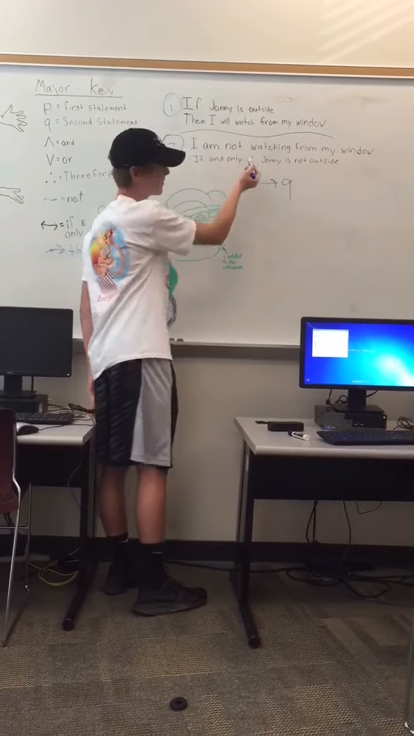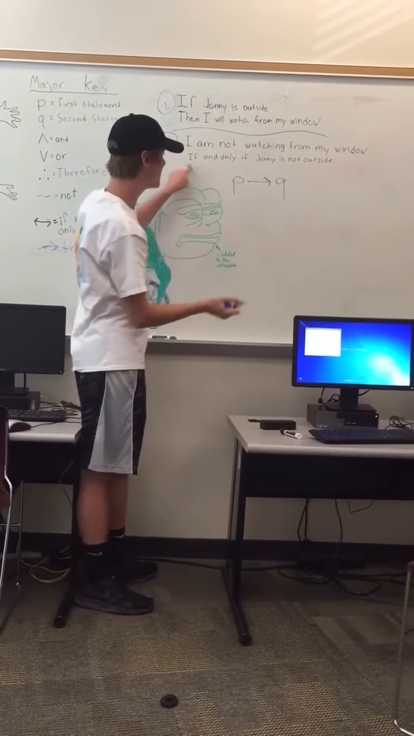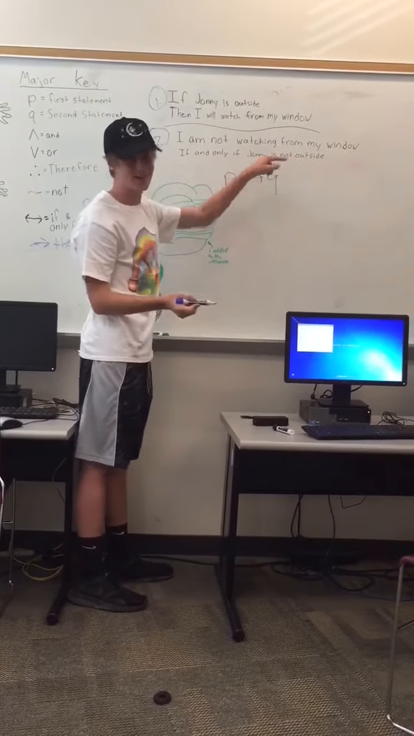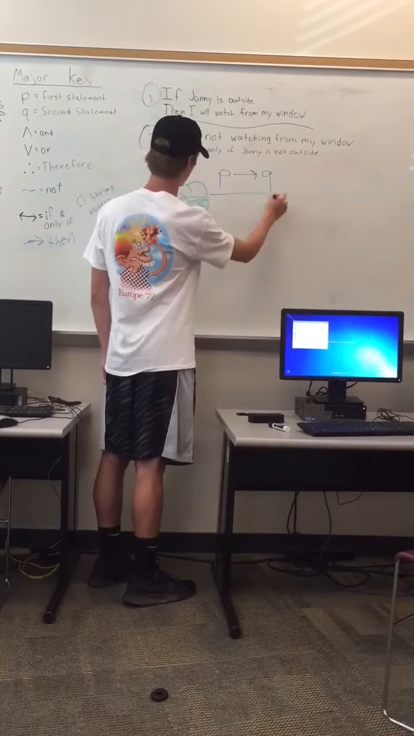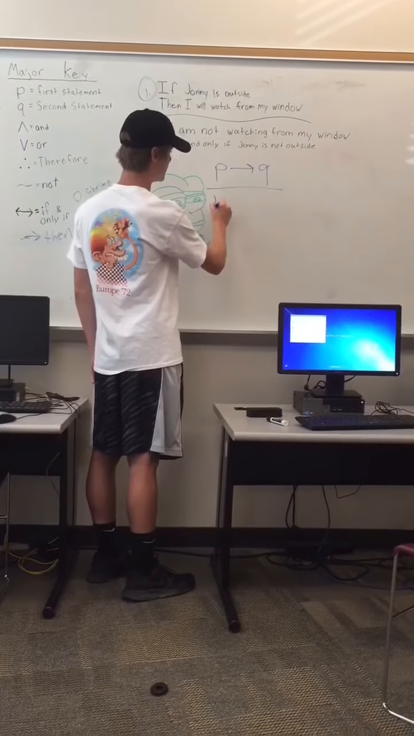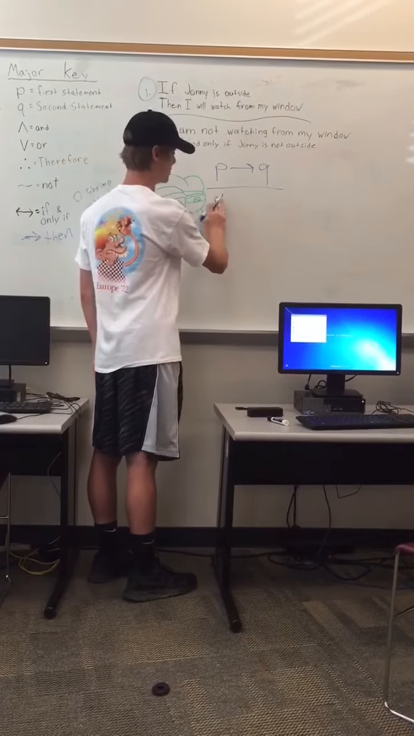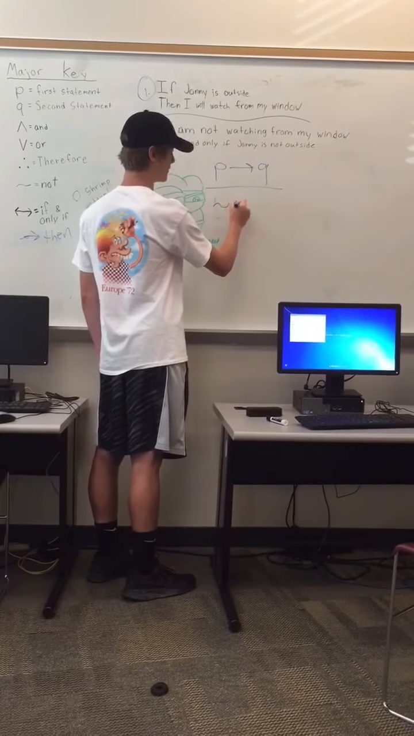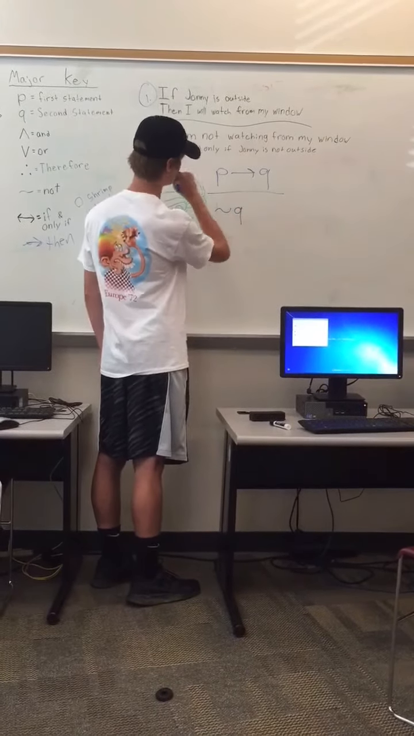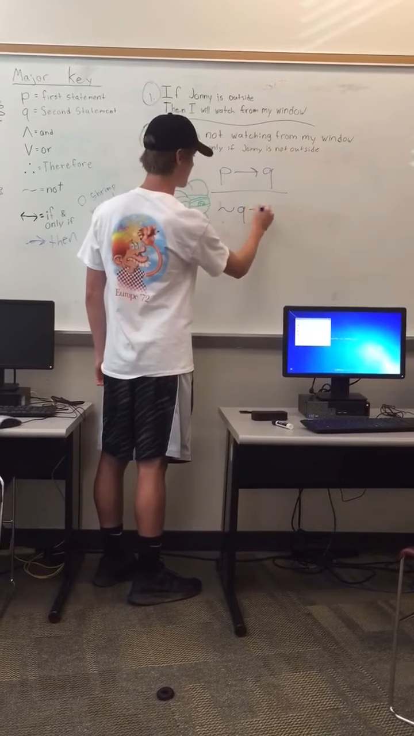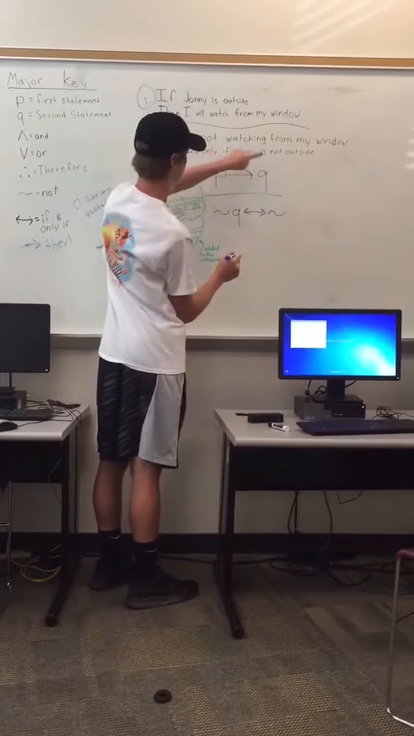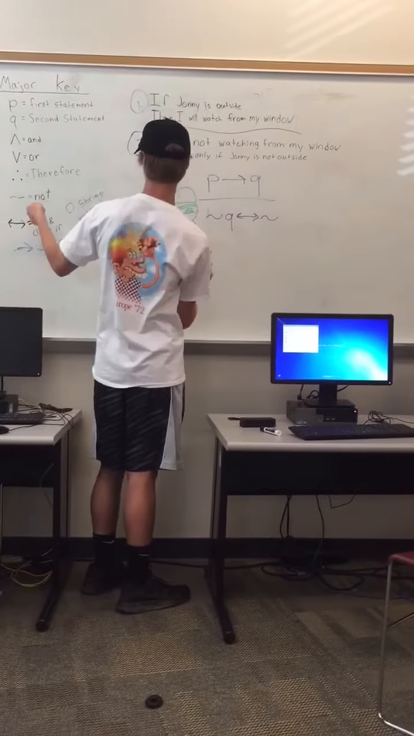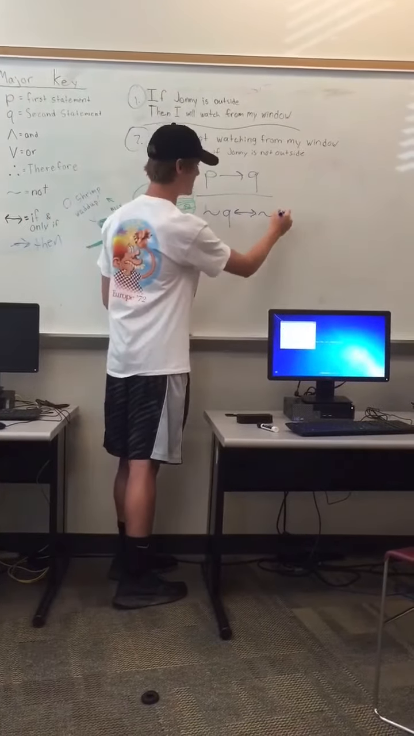I am not watching from my window if and only if Johnny is not outside. So it's just there you go. I am Q. Well, it's not Q. So squiggle Q. If and only if. So this kind of arrow, and then it's another squiggle because it's not outside. So then it's P.